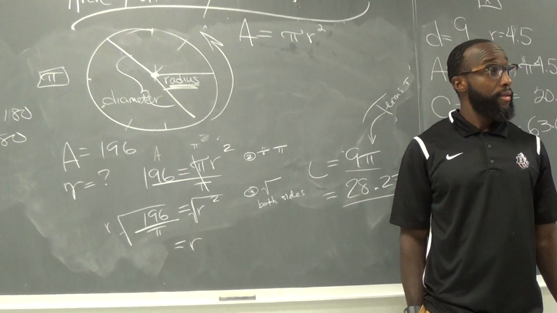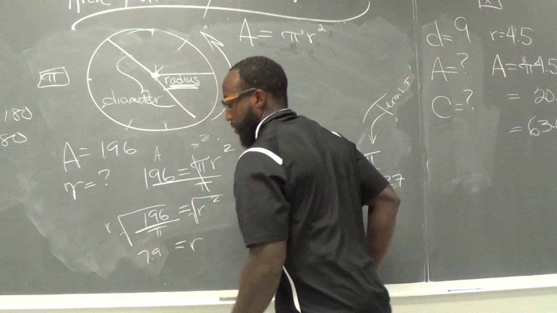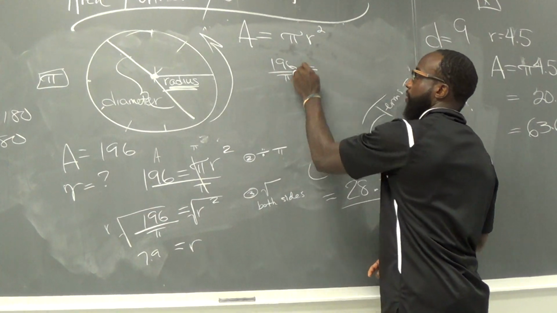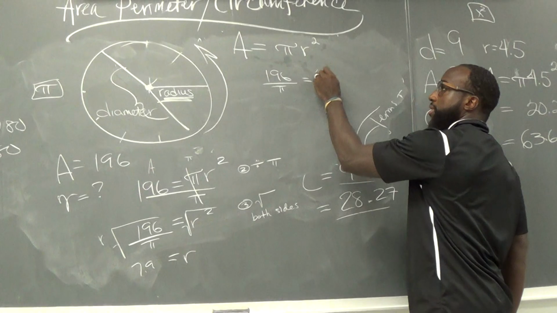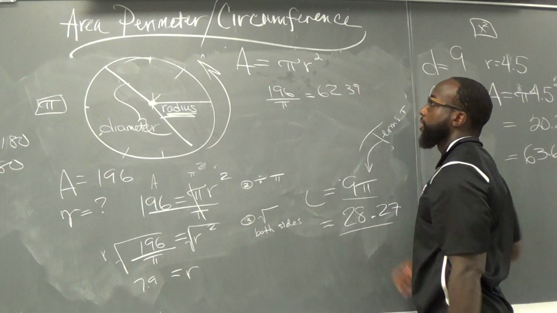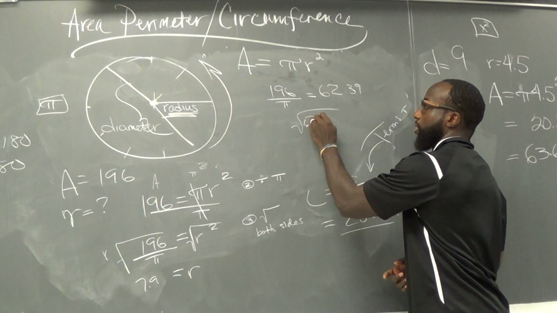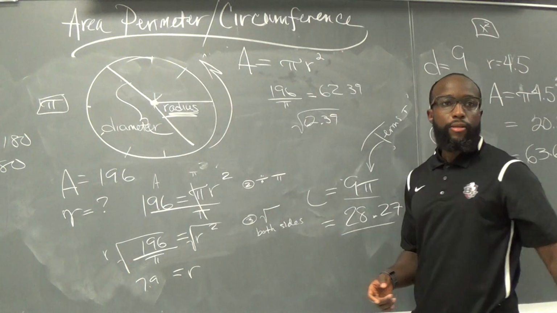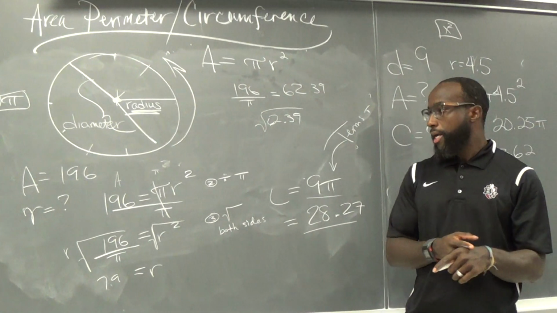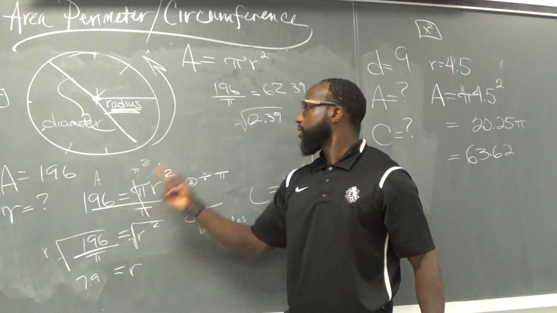7.9? Anybody else got 7.9? Alright, let's do this first. What's 196 over pi? 62.39. So you just took this, so then you just take the square root of that. That's what you're doing. 7.9, we did that. The square root of this or the square root of that?